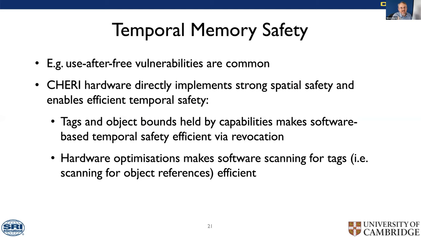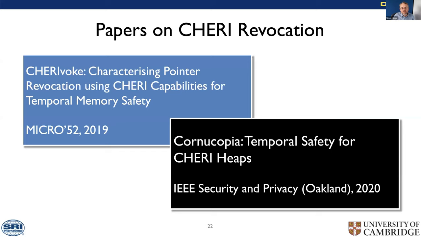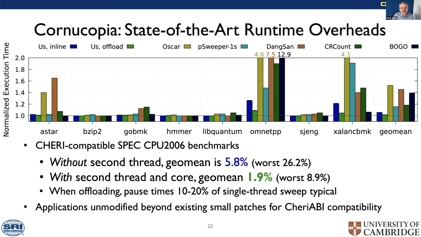Temporal memory safety isn't directly provided by the hardware. However, because we now have this validity tag on every single pointer, it becomes much easier to quickly scan memory and identify where the pointers are and to revoke references to memory regions that have been deallocated, thereby mitigating use after free vulnerabilities. I'll show you some data in just a minute. We've got a couple of papers on this already, and it's a work in progress. The current data indicates that we've really got state-of-the-art runtime overheads, incredibly low overheads, even using the Cornucopia system, and we're looking at reducing the overheads even further. So you can have very strong temporal memory safety for very little cost.